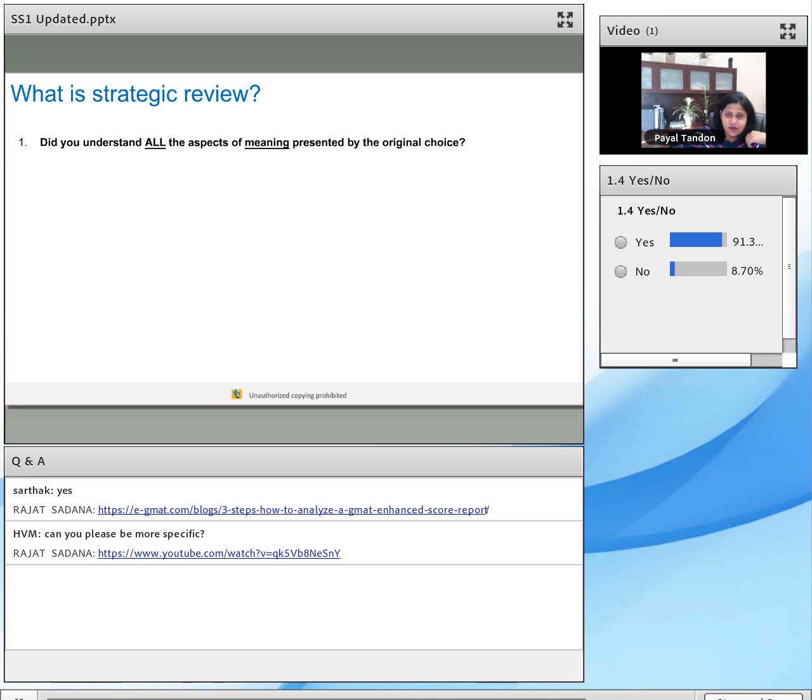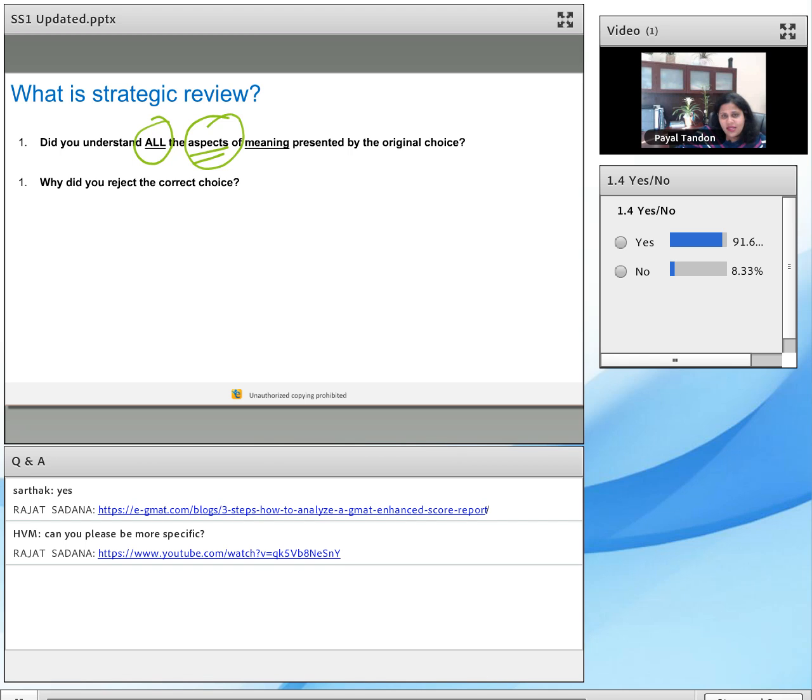Essentially, after you've finished reviewing the solution, you have to ask yourself, did I understand all the aspects of the meaning? Not just the gist of the sentence, not just 70% of the sentence, all the aspects of the meaning. Because remember, just because you didn't get aspect number 3, you answered this question incorrectly. That's the nature of most of the difficult SC questions. So that's the first question you need to answer.